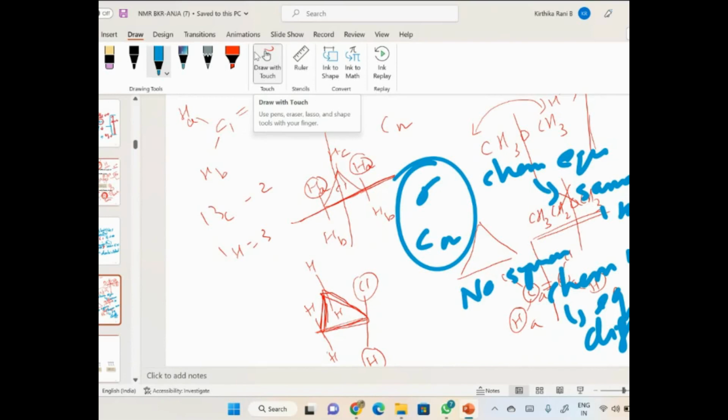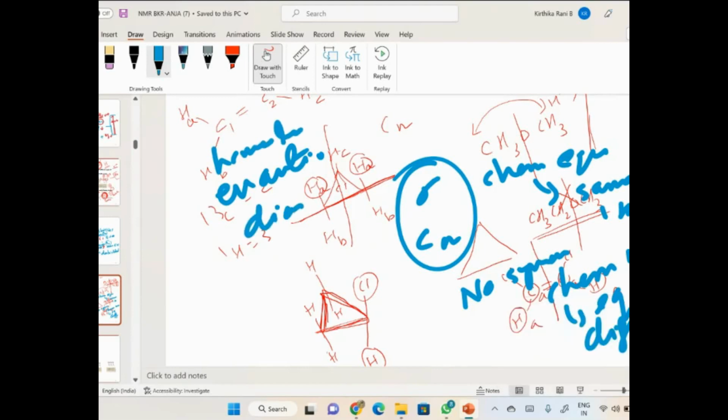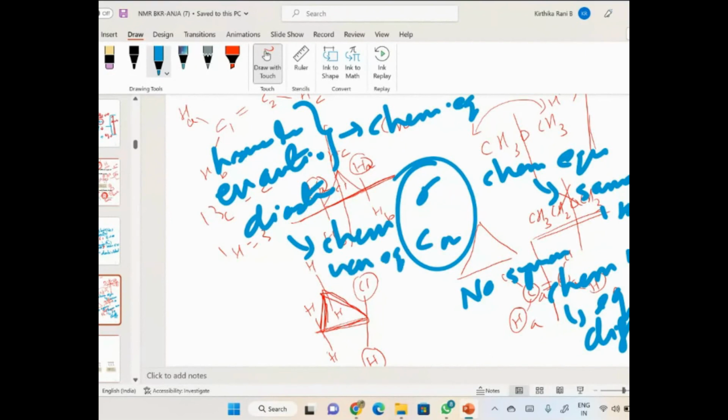Okay, now the concepts: enantiotopic, homotopic, diastereotopic. Next class I'll discuss in detail about this. Homotopic and enantiotopic protons are chemically equivalent. You must have studied stereochemistry. Diastereotopic protons are chemically non-equivalent. I'll explain clearly in the next class, okay? Don't worry. So if a proton is homotopic or enantiotopic, it will be chemically equivalent.